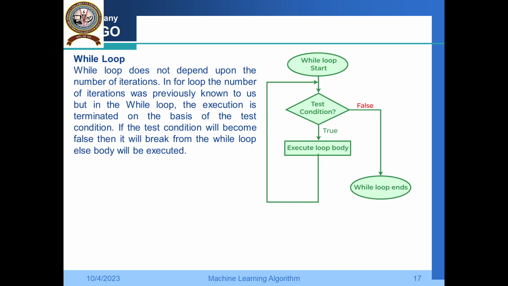There, with i less than or equal to 10, we know that 10 times it will be repeated, but here it is different. Until this test condition is satisfied, it will keep executing the loop body. The moment the test condition is not met, it becomes false and it will end the while loop. You get it now? So this is the thing.